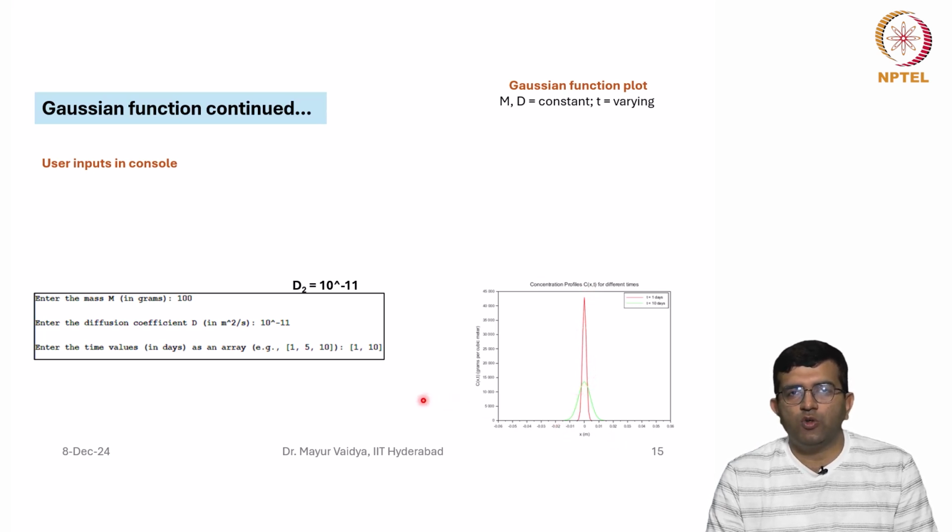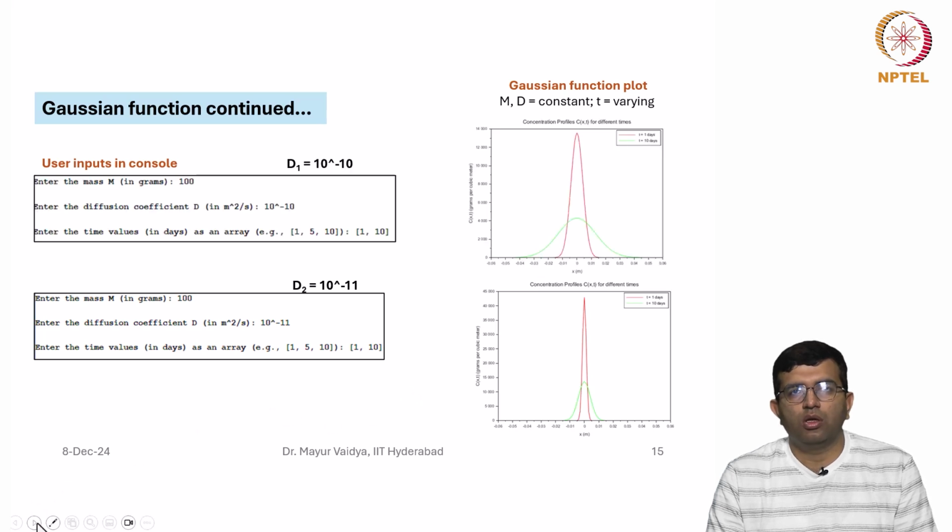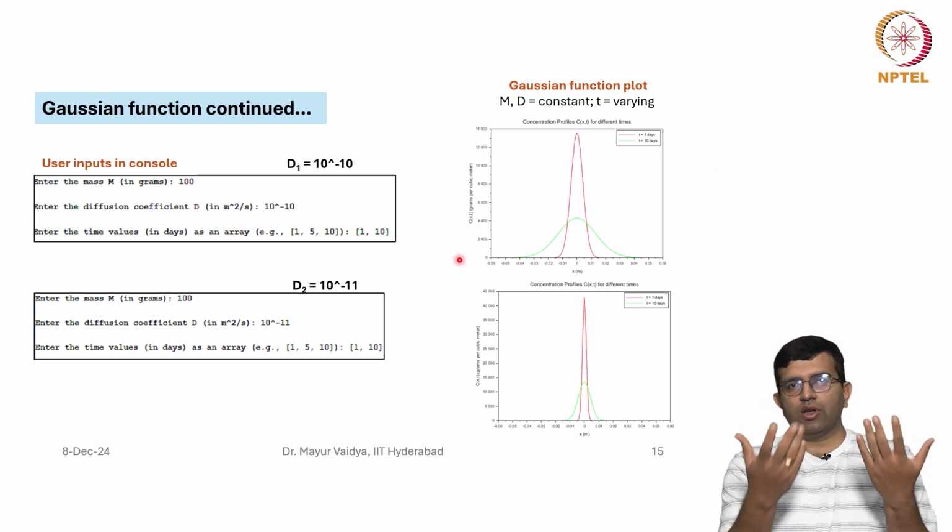Now, if I increase the diffusion coefficient by 1 order of magnitude, to 10 power minus 10, then you see the effect. Here the profile now becomes broadened both at t equal to 1 and t equal to 10. Diffusion spreads, the B atoms spread more. So, very clearly it shows you how the time and the diffusion coefficient impact the profile. Like that you can try several parameters.